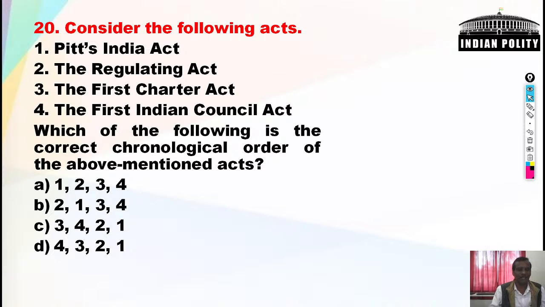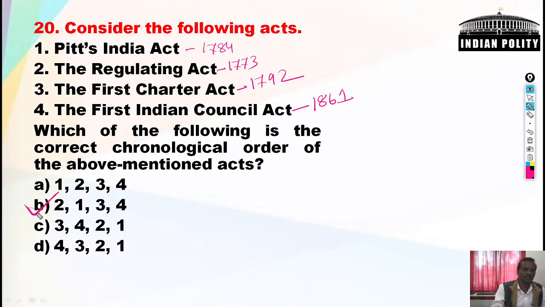Okay, Om Prakash says A. Very good. Excellent answer, Om Prakash. Okay, so that is 1784. Sorry, no. The answer is wrong. The Regulating Act is 1773, Pitt's India Act 1784, First Charter Act 1793, then the Indian Councils Act is 1861. So the order is 2, 1, 3, 4. Yes, sorry, right. Answer is B, not A.